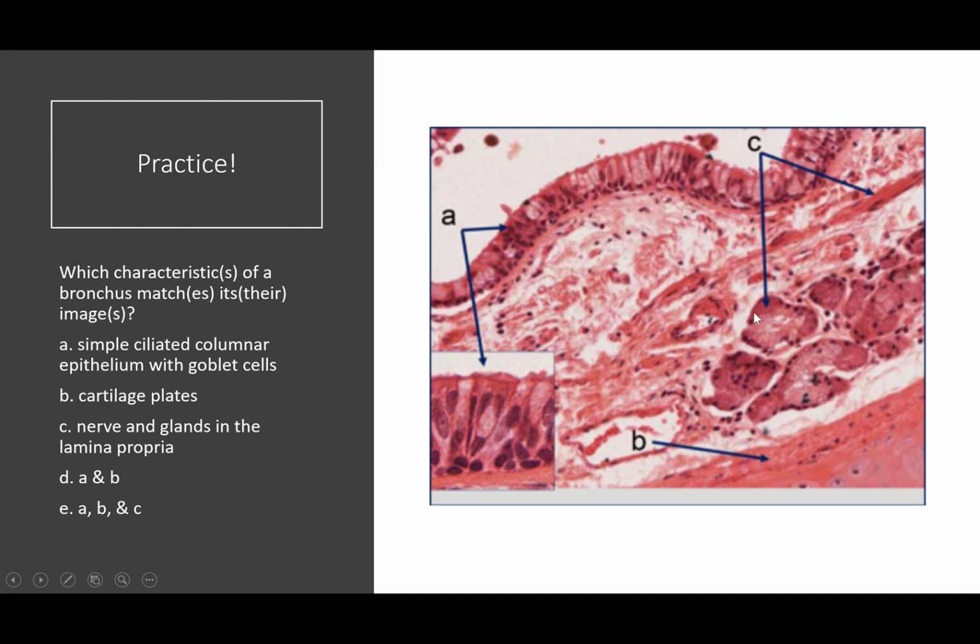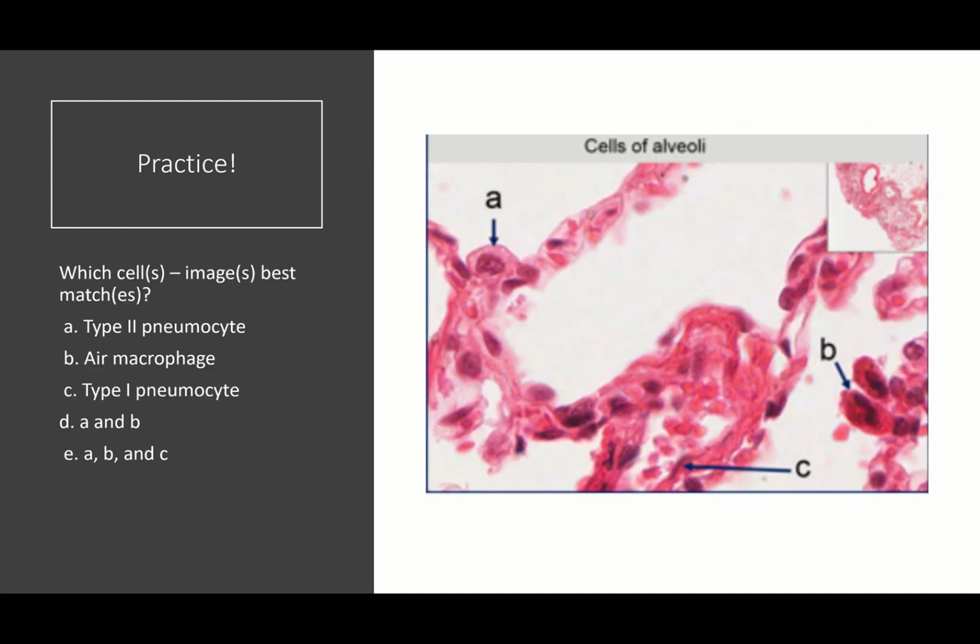So these are glands in the lamina propria right here, but this is actually not nerve, right? This is smooth muscle. This isn't nerve. So C is wrong. Okay. So our answer is going to be B for that one, just the cartilage plates.